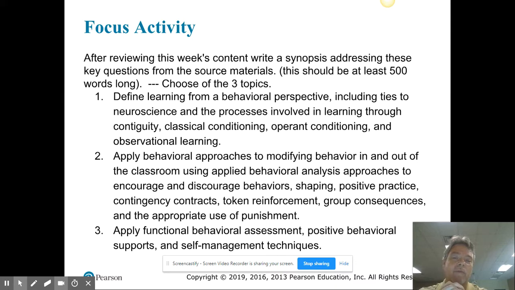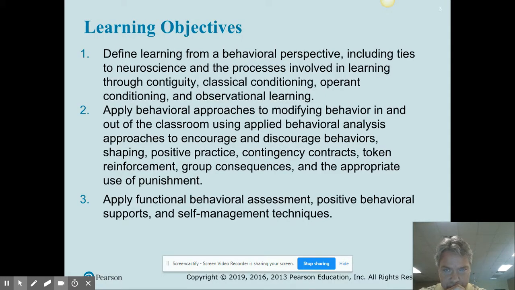The first one is more book knowledge. So if you wanted to do that, and then the second one is almost a theory and practice. I would choose the second or the third one, whichever one you're most comfortable with. So the learning objectives for this are we're going to define the behavior perspective. The second, we're going to look at the applied behavior approach. And then finally, third, we're going to do the applied functional behavior assessment component as well.